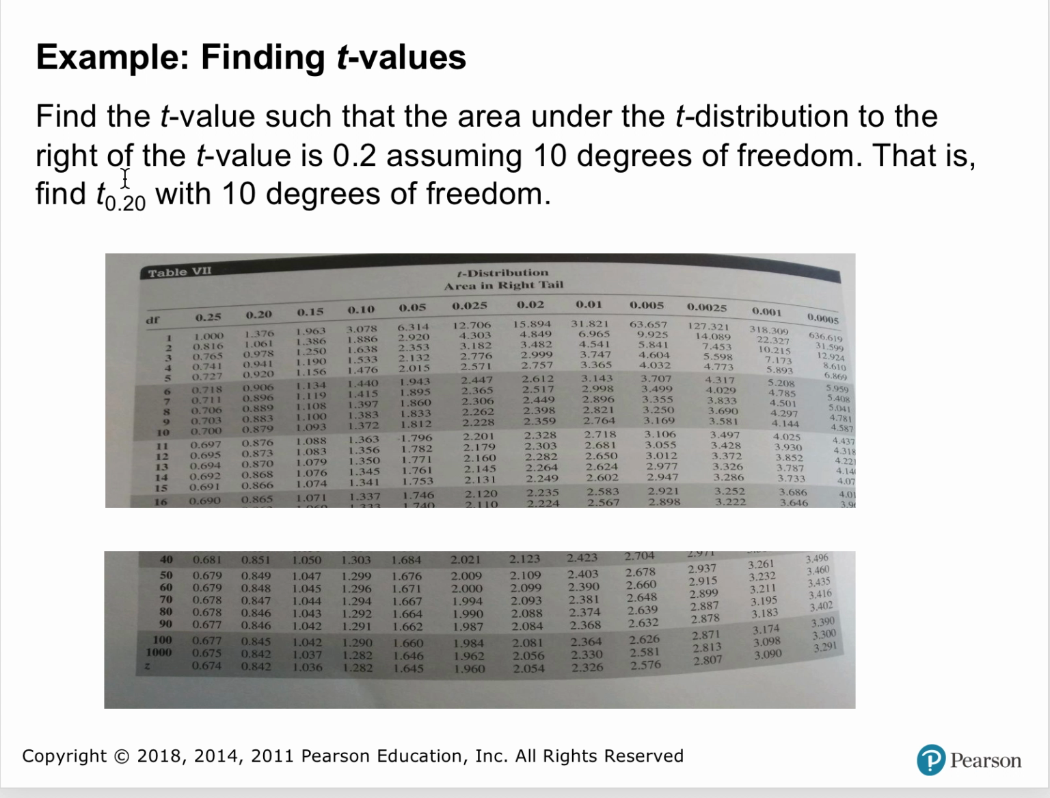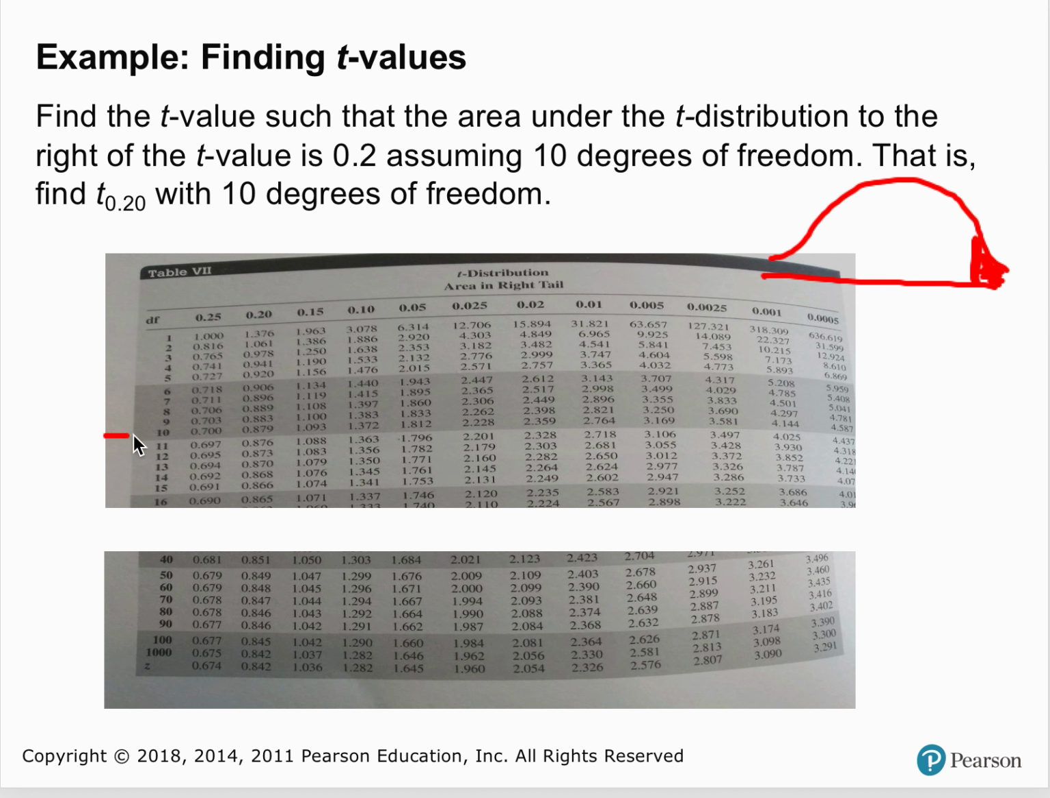So find the t value such that the area under the t distribution to the right of the t value, so once again, it's this, and we're looking for this area, is 0.2, assuming 10 degrees of freedom. That is, find t sub 0.2 with 10 degrees of freedom.